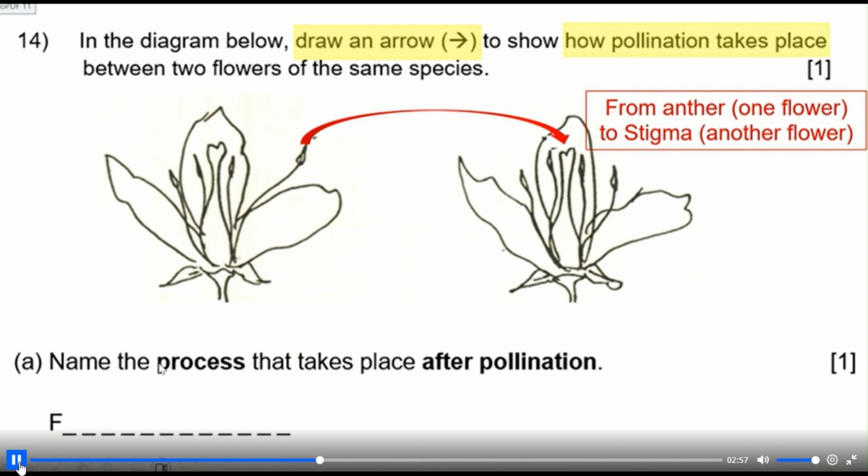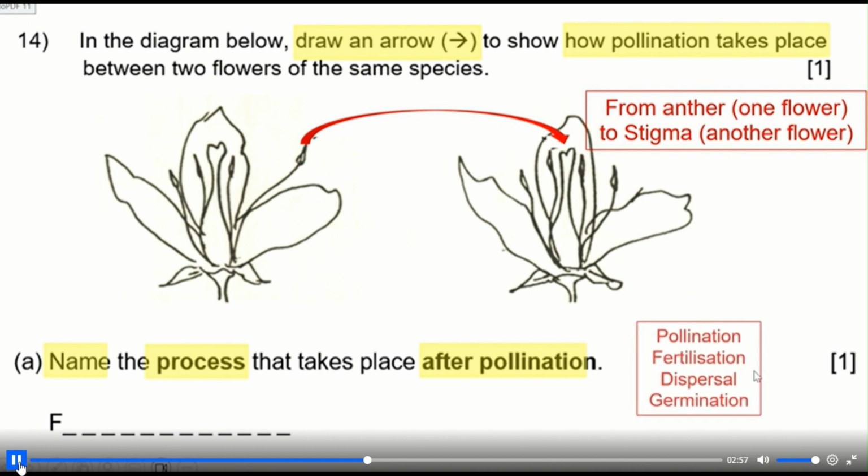And for 14a, they want us to name the process that takes place after pollination. So we learned that the 4 main stages within the life cycle of a plant involve pollination, fertilization, dispersal of the seeds, as well as germination of the seeds. So after pollination will be the process of fertilization. So the answer will be fertilization.